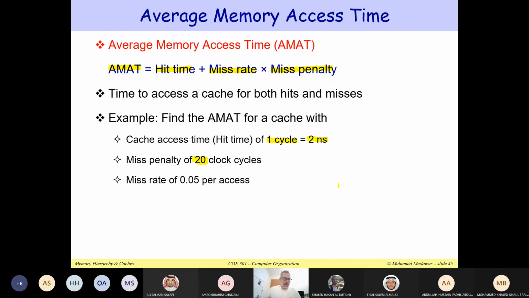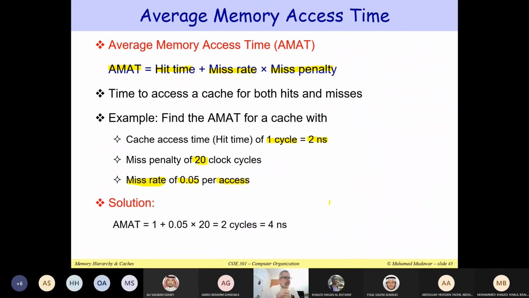And the miss rate here is 0.05 per access. Now that's a combined miss rate. Basically you can combine the miss rate if you are dealing with both the instruction cache and data cache; you can calculate a combined miss rate. Anyways, the question is, what's the average memory access time?